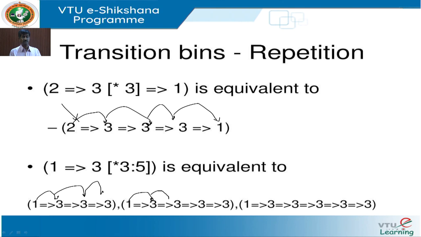1 2 3, this 4 times. Next one is 5 times. So you can see there, this is 5 times. So with 1 followed by 5 times 3s.